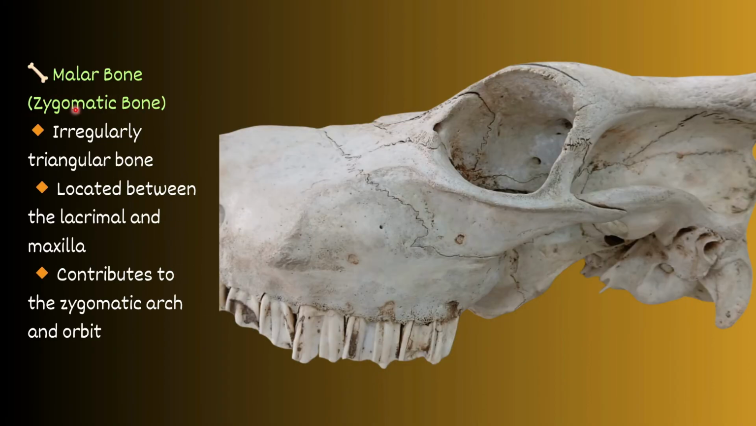Malar or zygomatic bone means this one. It is an irregularly triangular bone located between the lacrimal bone and the maxilla. This is the maxilla bone, and this is the lacrimal bone. Between them you will find the malar bone or zygomatic bone, which contributes to the zygomatic arch and orbit, as we will discuss.